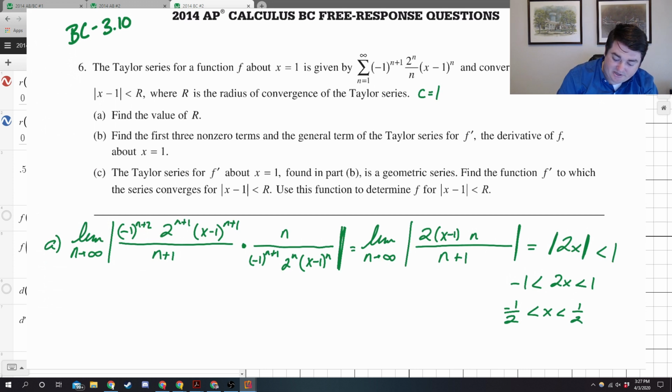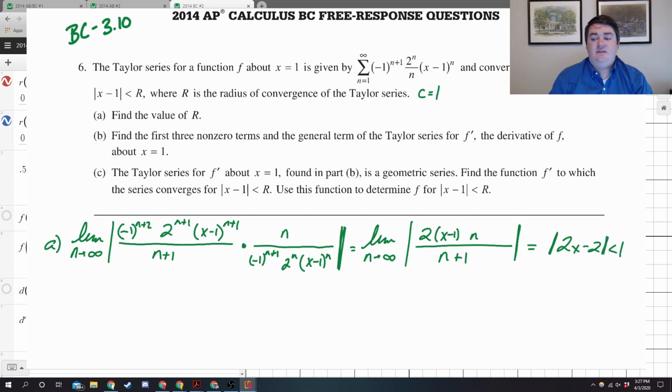Sorry, let me make a slight correction here. When my answer wasn't centered at 1, I knew something had happened. This coefficient was 2x minus 2. Add 2 to everything.